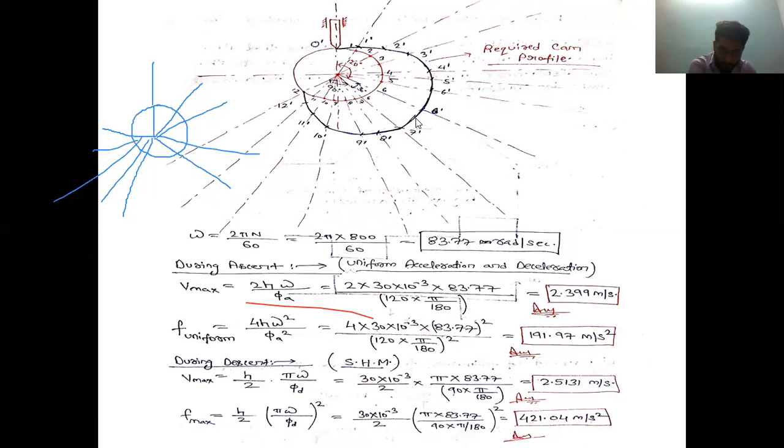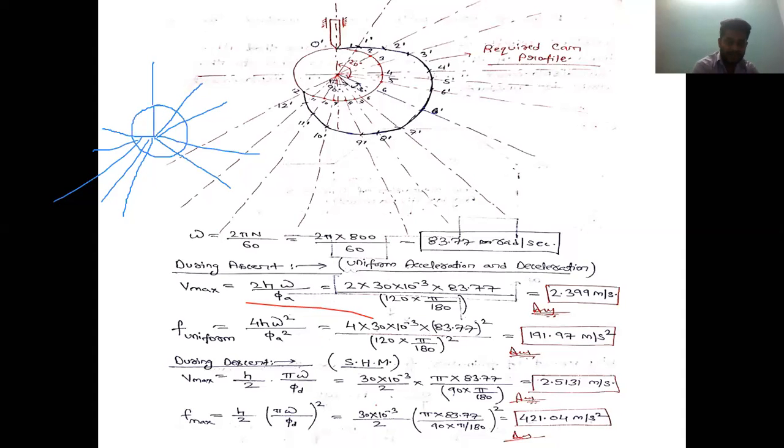Likewise, if you follow the entire process till point 12 dash, now you have got all the locus points. At last, use free hand to join these locus points. You will get your cam profile. Is it clear? Yes, sir. Any doubt? No, sir.